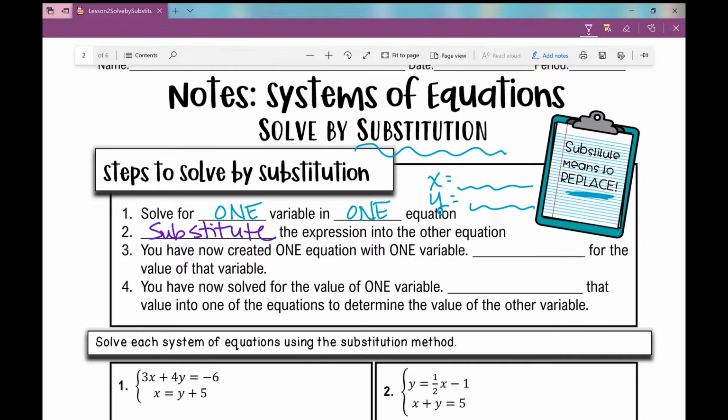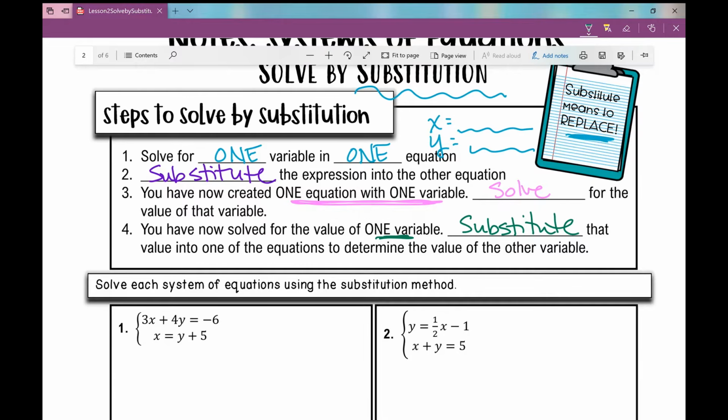Now when we're going through these examples, I'll refer back to these steps so that you get a better idea of what they mean. The next thing we're going to do is you've now created one equation with one variable. When you have one equation and one variable, then you can solve for the value of that variable. And then the last thing you're going to do, you've solved for the value of one variable. Well, then you're going to substitute that value into any of the other equations that you have and solve for the value of the other variable.